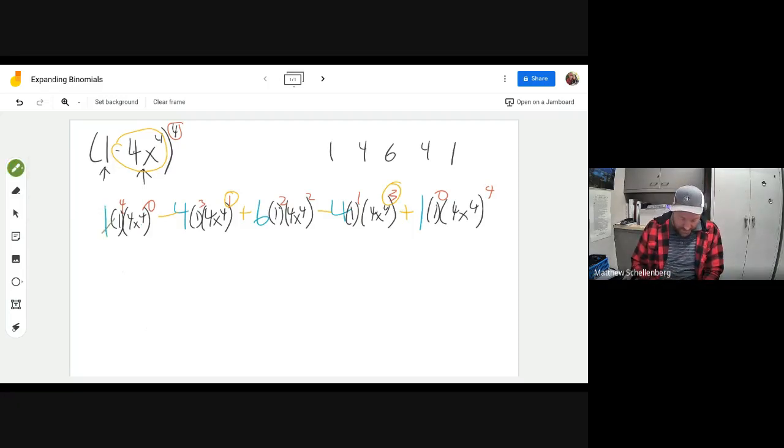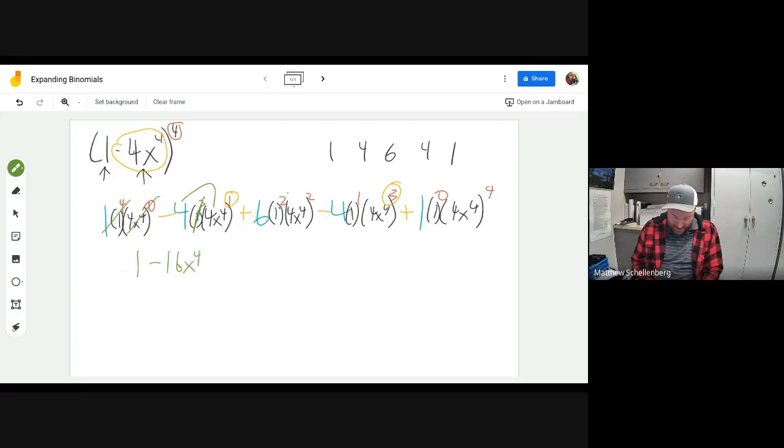And so this is just 1, so it doesn't really matter. And this is also 1, because anything to the 0 power is 1. So this just becomes 1. This next one, again, this stuff right here is just 1. And here we do have a minus, but we also have these two 4s, so they become 16, and we have x to the fourth power.